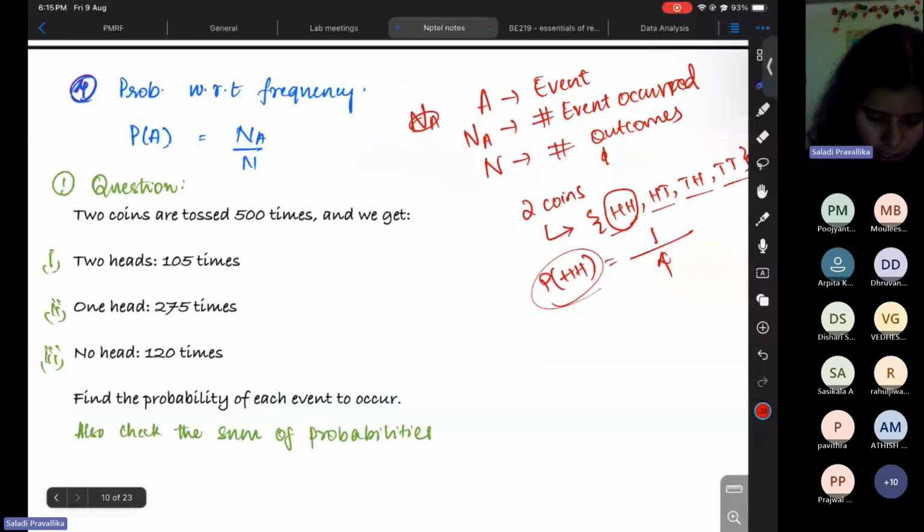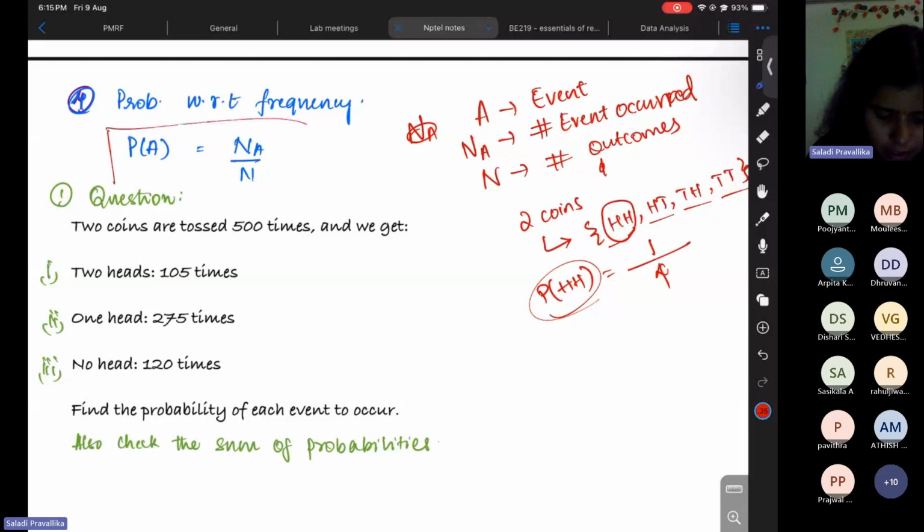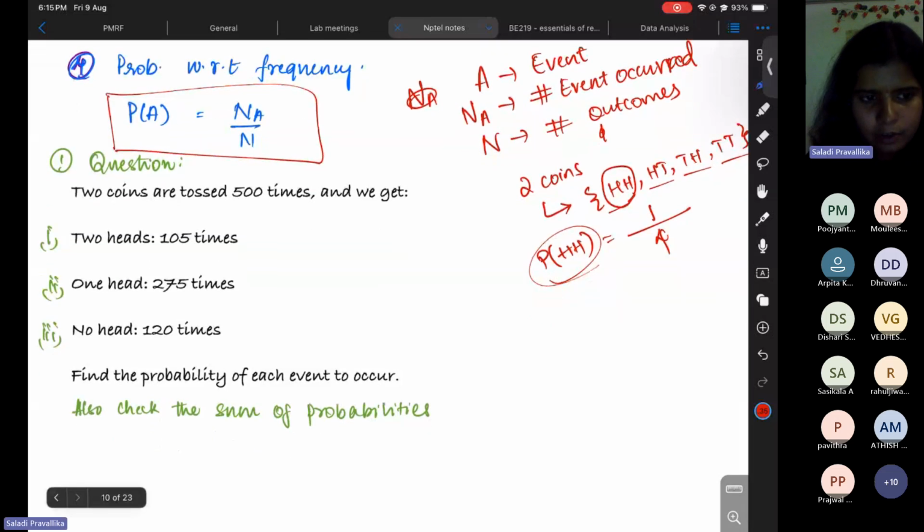Okay. So I would like you guys to use this particular formula here and try to answer this question. You can drop your answers in the chat box and I'll give you like 2 minutes.